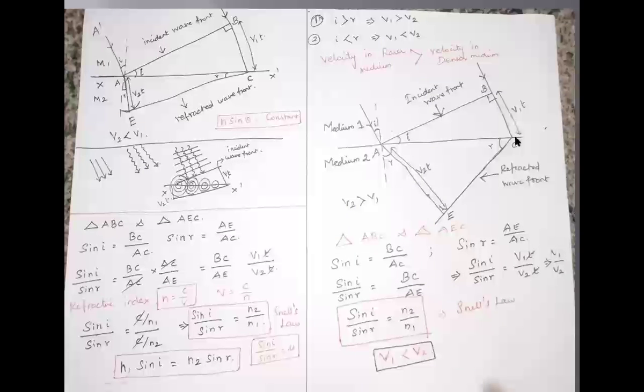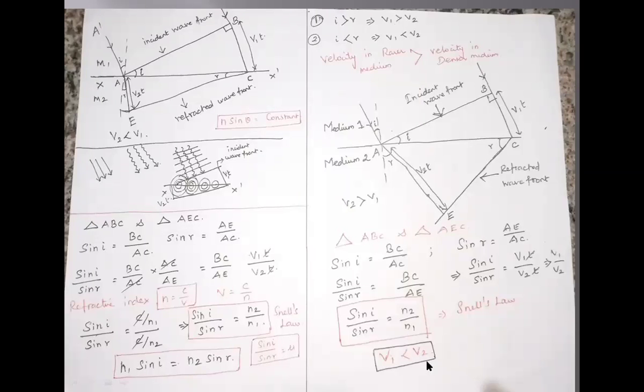What is the BC value here? BC value is V1T. So instead of BC, we are substituting V1 into T. And what is the value of AE here? V2 into T. So instead of AE, we are substituting V2 into T. So what will happen? T and T will get cancelled. What is the leftover? V1 divided by V2. So V1 divided by V2, this will be the Snell's law. As you can see here, this is C by N1, C by N2, a similar thing which we can discuss over here. In this condition, when the light ray passes from denser medium to rarer medium, the V1 value will be less than V2. That is the conclusion we come to.